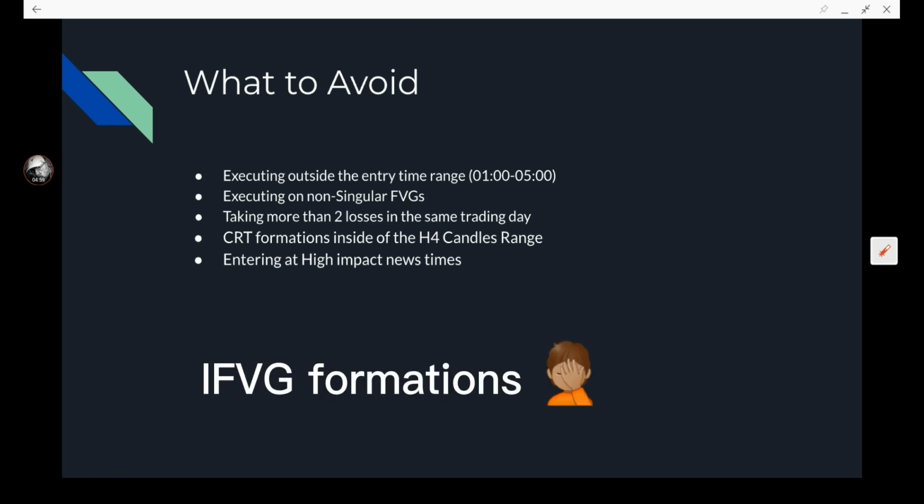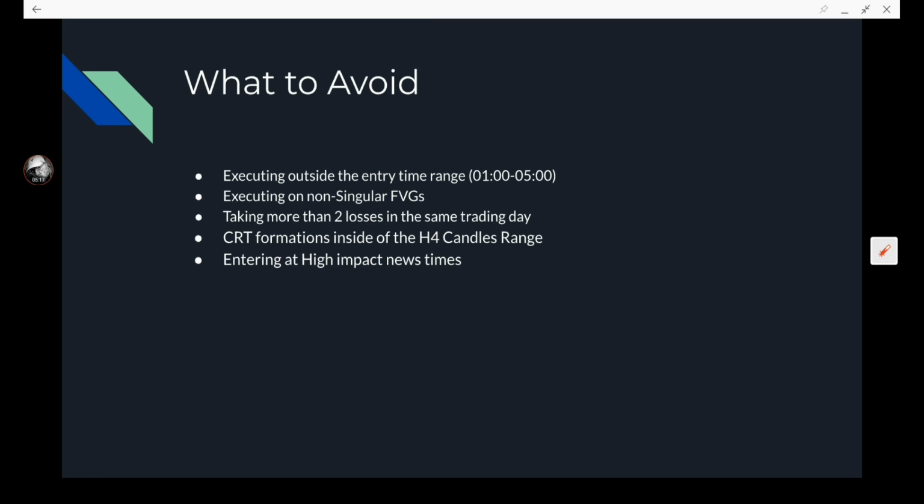Number 4, CRT formations inside of the H4 candle's range. We have to wait for a purge on either the high or the low of the H4 CRT candle. We have to wait for the 9 p.m. candle's range to be purged for us to start looking for trading opportunities. Anything before that will be not following the plan. It's like trading within the Asian range. You just get chopped up and get stopped out and lose trades.